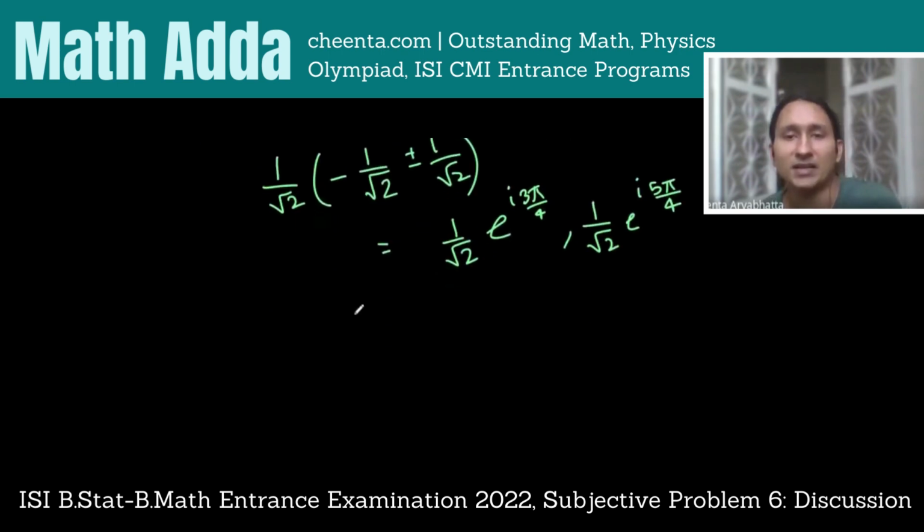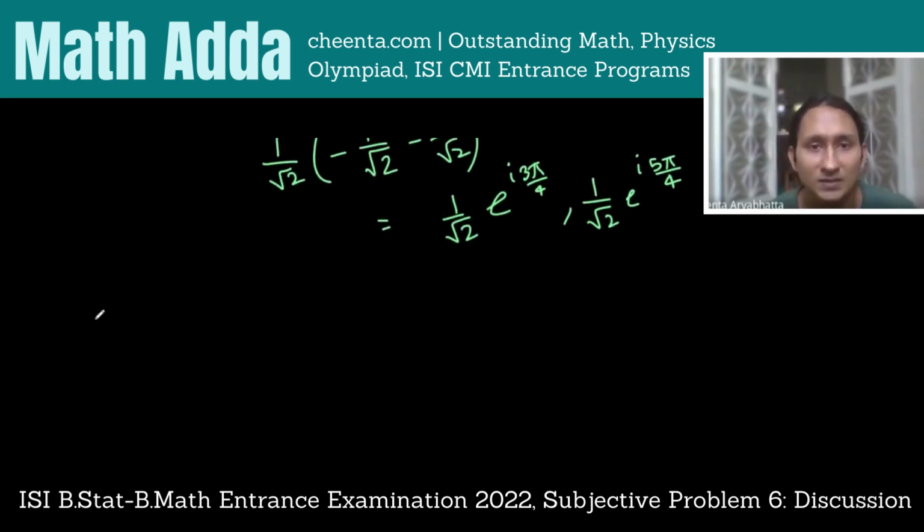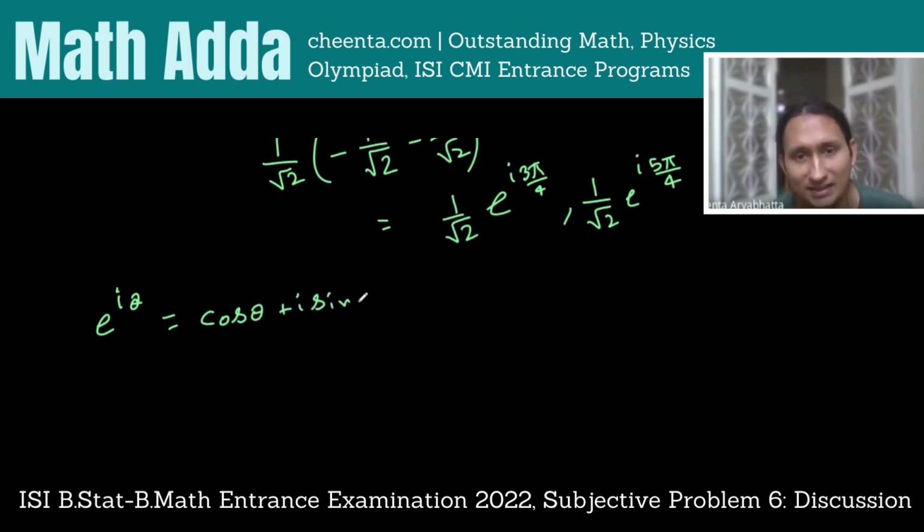By the way, e power i theta is actually cos theta plus i sin theta. And that's a very, very non-trivial fact. I think it was proven by Euler. And that is far beyond our scope. We are not going to prove it. We are not going to discuss it. But just so that you know that it's very, very non-trivial, I'm mentioning this, okay?